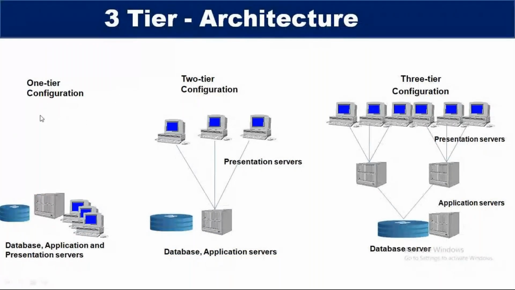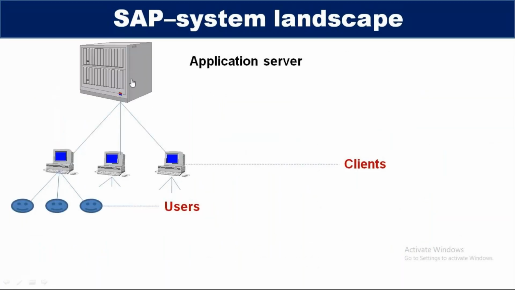One tier means database, application, and presentation, everything in one system. Two tier means database and application in one system, and the client in another system. In three tier, database and application are separated, and this is the presentation server. The main advantage of three-tier architecture is that it supports multiple operating systems and various RDBMS. We take one application server. Under one application server, we can have a number of clients, and in each client we find a number of users. So all those things we discussed.